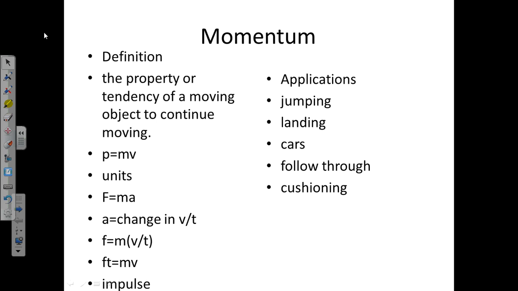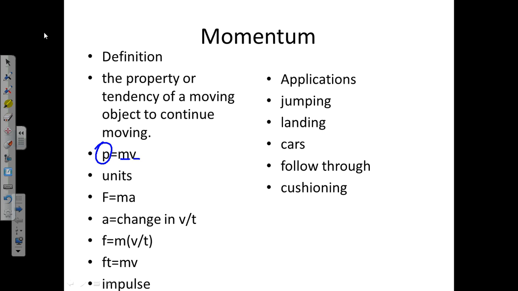All right, guys, I'm going to talk to you a little bit today about momentum. You've all heard about momentum before, and you know a little bit about it, but we're going to define it as the property or tendency of a moving object to keep on moving. But mostly we're going to define it in terms of an equation. For some reason in physics, we use the symbol P to stand for momentum. So momentum is equal to something's mass times its velocity.